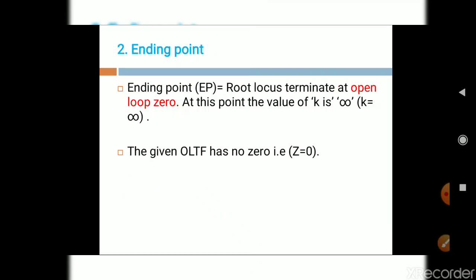This is the starting procedure which is needed while constructing the root locus. Second, the ending point. We know that root locus terminates at open loop zeros. At this point the value of K is infinite, so K is equal to infinity. It is clear that the gain of the system is varied from 0 to infinity, and then we construct the root locus, and lastly we will find the value of K marginal, meaning for the marginally stable system. In this open loop transfer function there is no zero, meaning Z = 0. So here the open loop poles are 3 and the open loop zeros are 0.